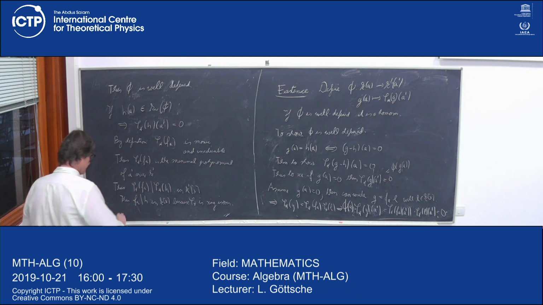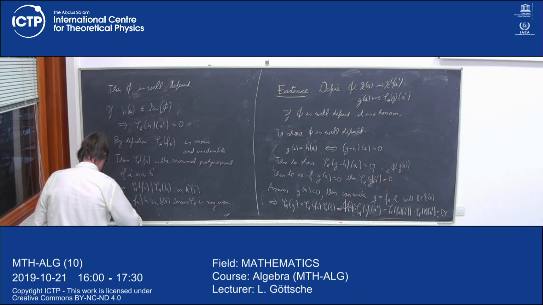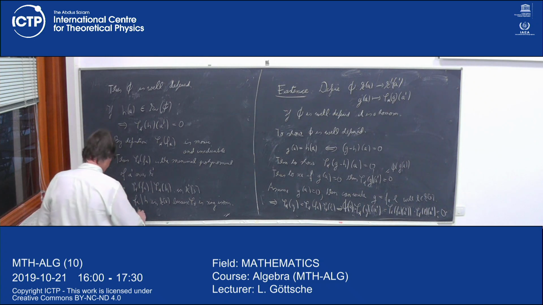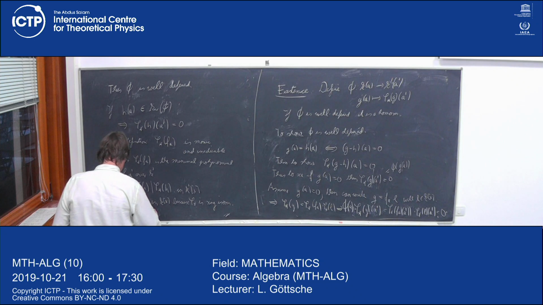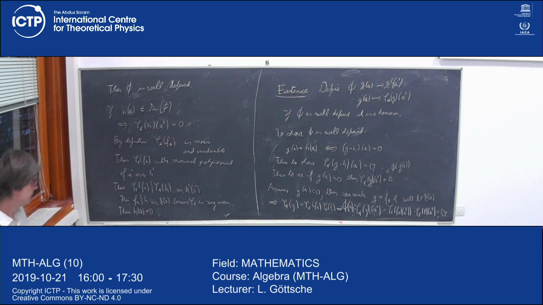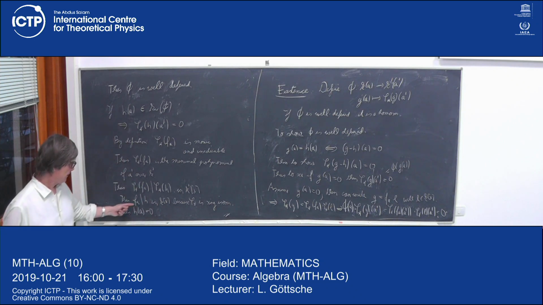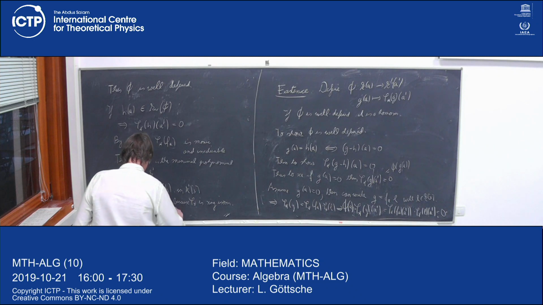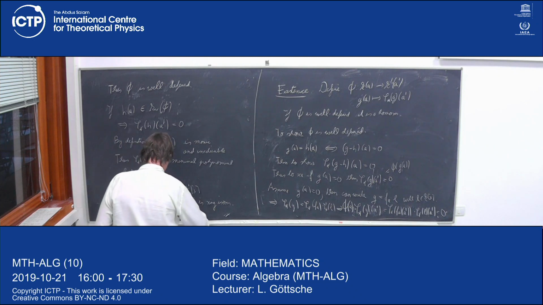So thus h of a is equal to 0. Because f of a is equal to 0, we can write h as fa times some other polynomial. So if I apply a, I get 0. So thus phi is injective.